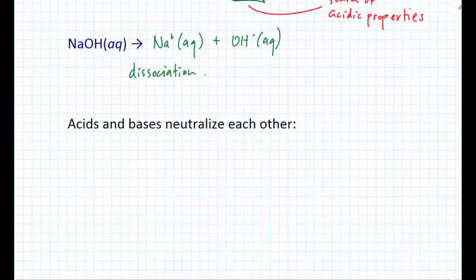Sodium hydroxide will behave essentially like any ionic compound. When an ionic compound dissolves, its plus and minus ions separate from each other. We talked about that in the solutions chapter. That's how ionic compounds are able to dissolve. So when any kind of hydroxide dissolves, we'll get free hydroxide ions floating around in the solution, and those hydroxide ions are a source of basic properties.